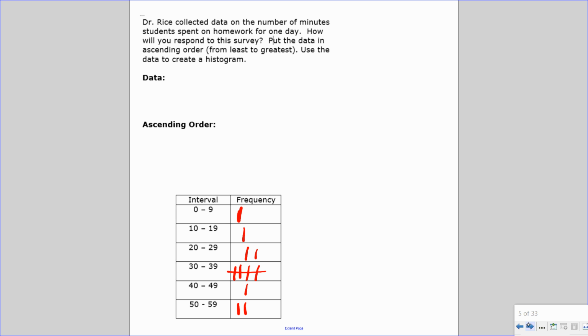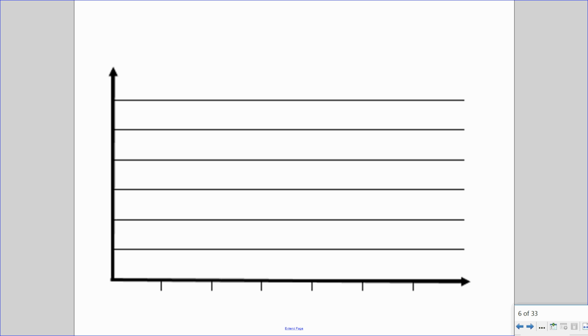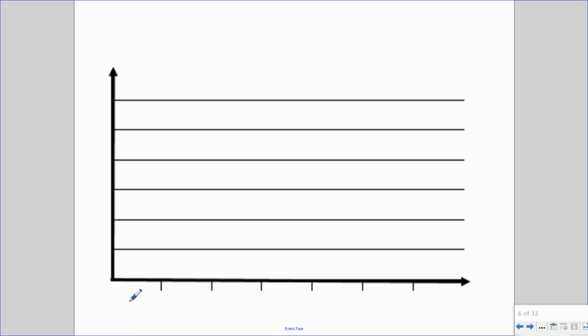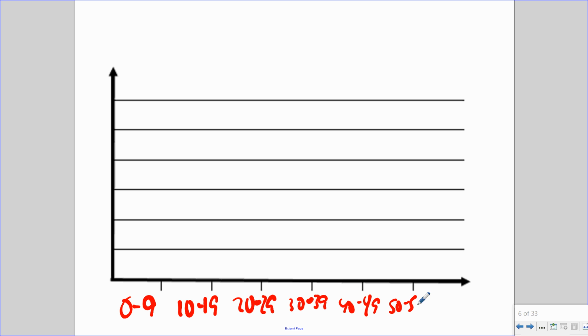So using this, we are going to make a histogram. A histogram is where the bars are connected. There's no gap. And there's a range of numbers. So the range of numbers for the first one is from 0 to 9. And then the next one is from 10 to 19. The next one is 20 to 29, 30 to 39, 40 to 49, 50 to 59.